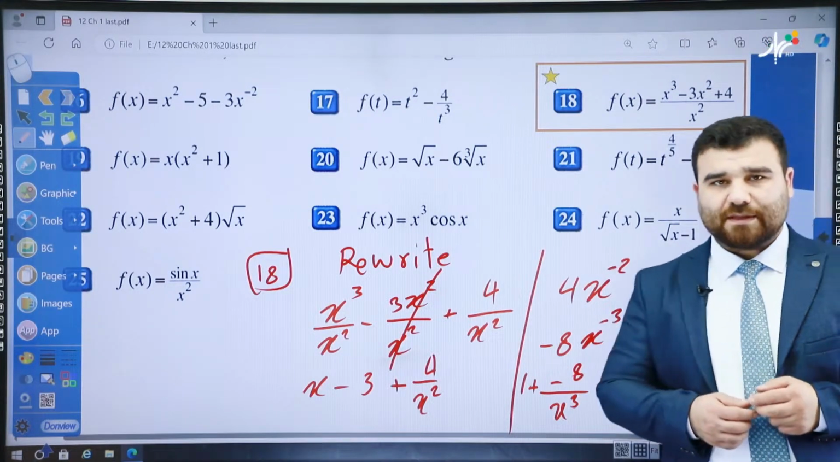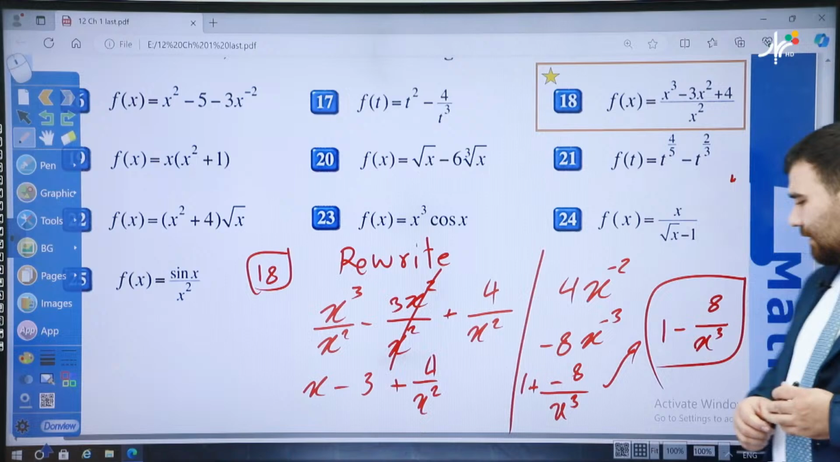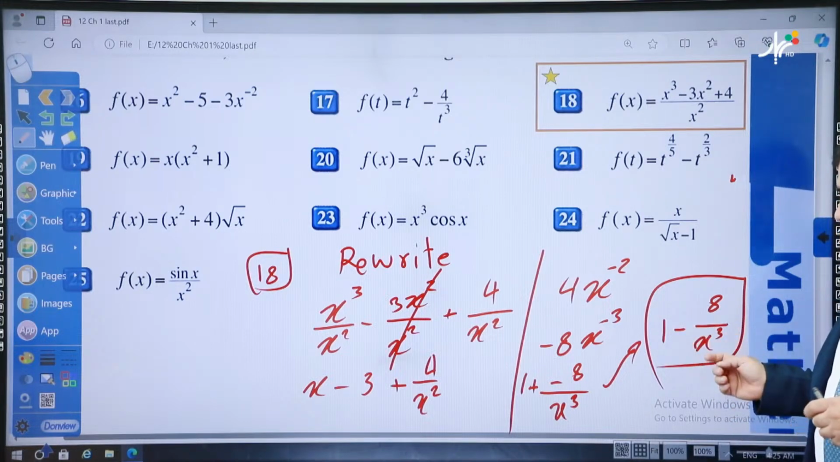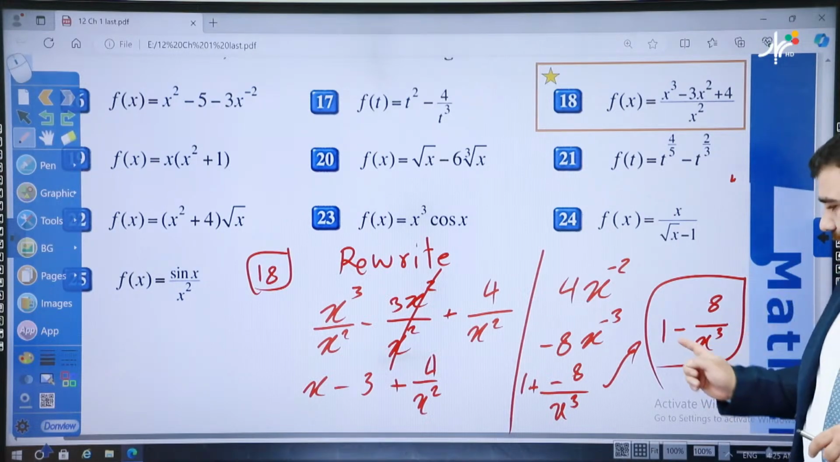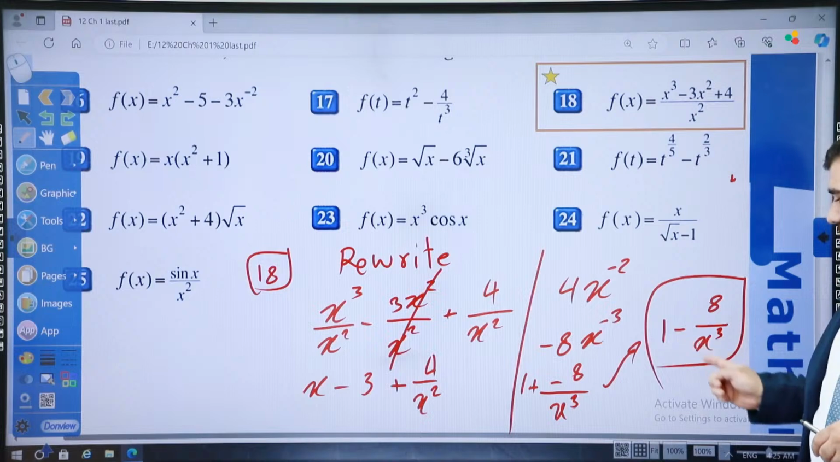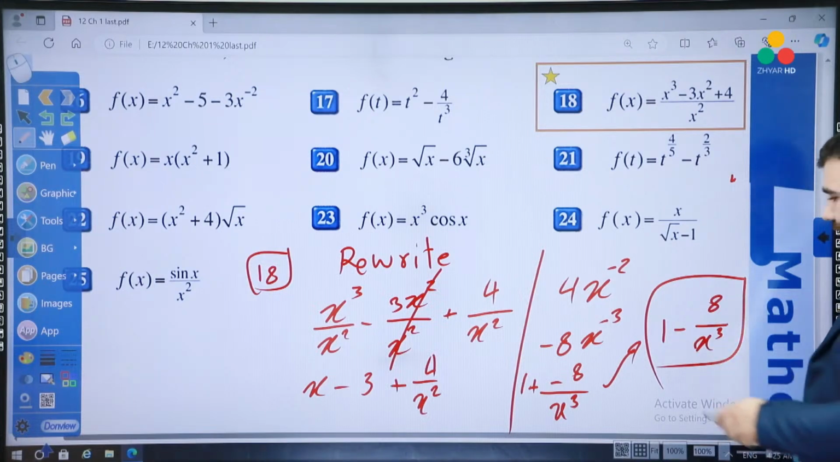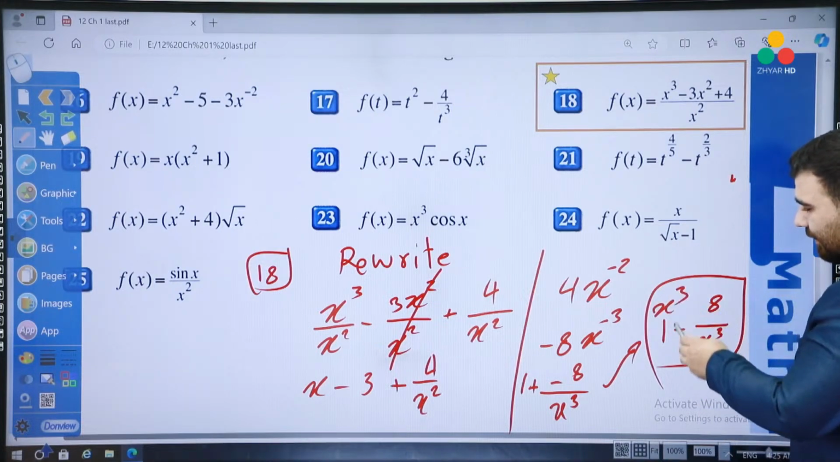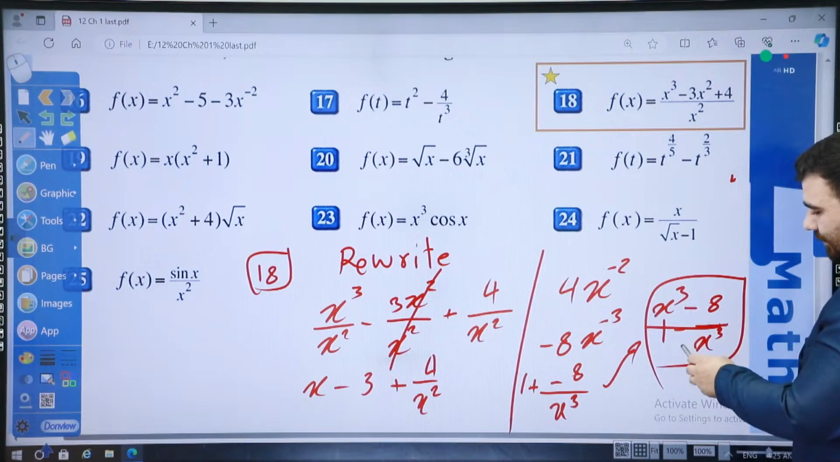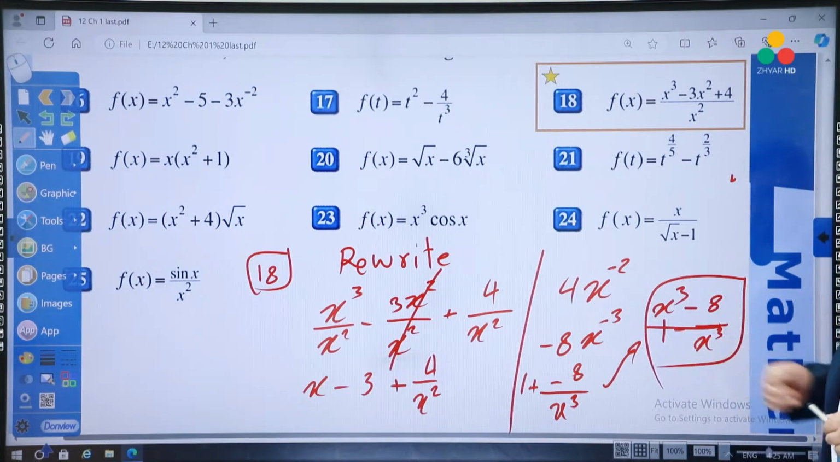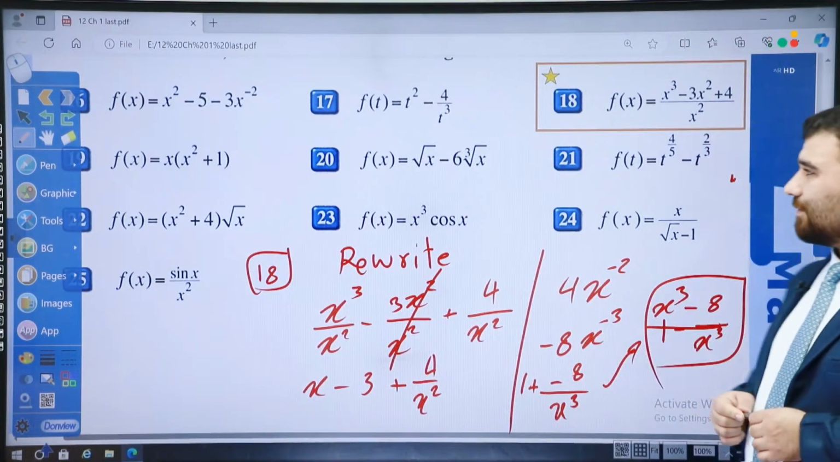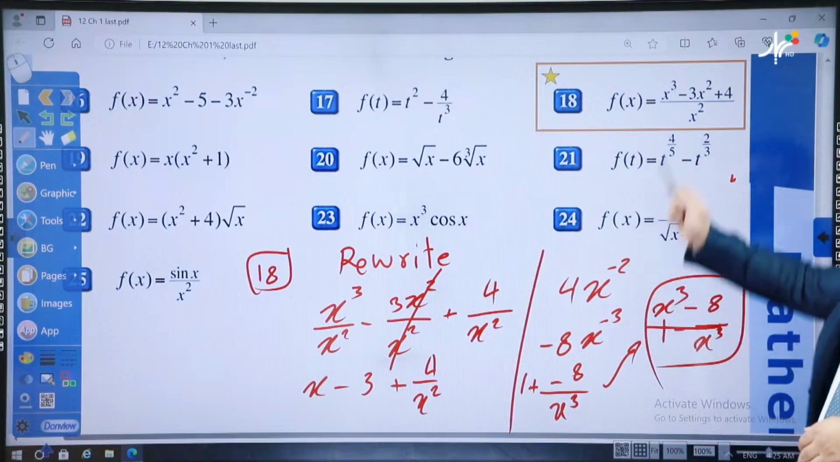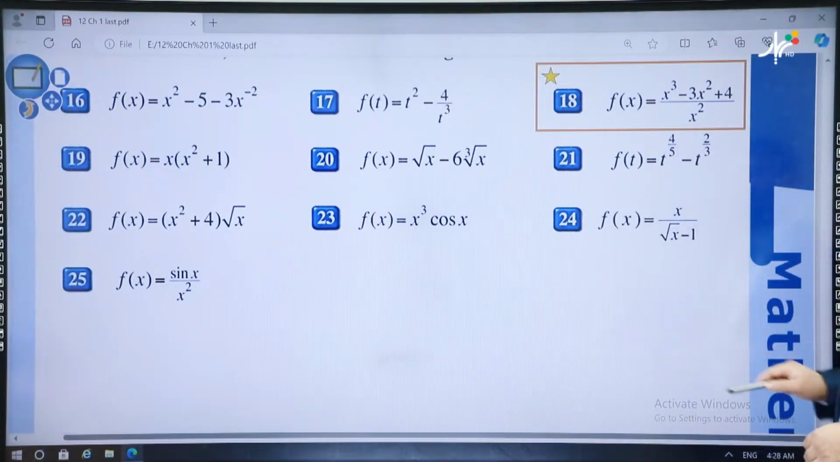Once this question came in the exam, and the choices were with one denominator. To rewrite this one as something over x power 3, you can rewrite this as x power 3 minus 8 over x power 3. This is also correct. Now let's do another question. So as I told you, this question is a good question.